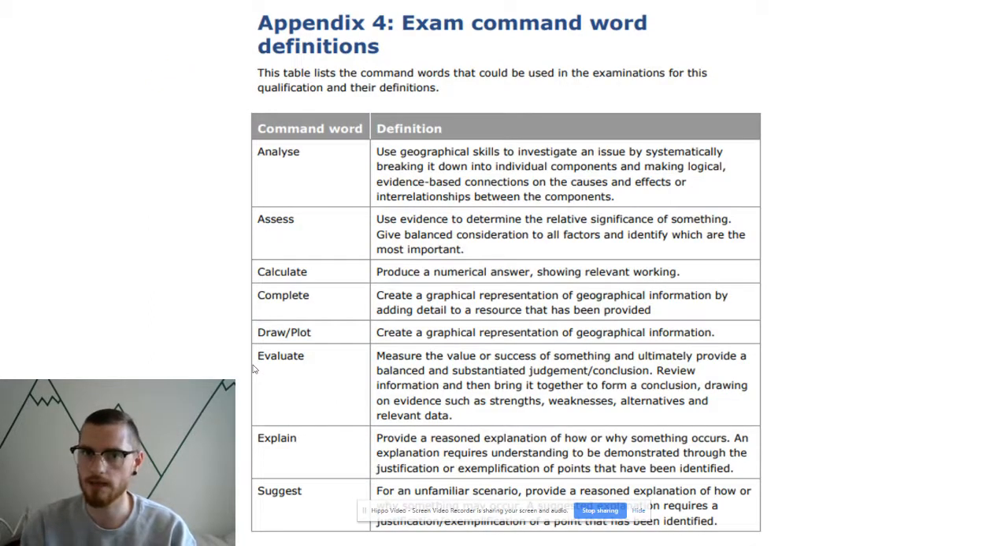I don't have much to say here. This is the exam board command word definitions list. Pause it right now, have a read through, just make sure you're comfortable with what each command word means, what its definition is, before I delve into these.